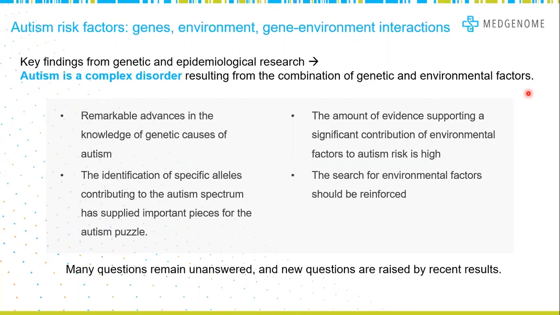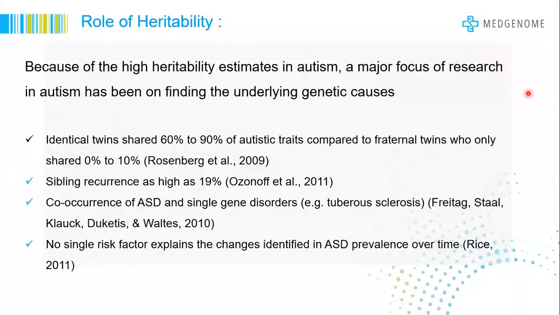But still, based on the latest literature, many questions remain unanswered. So we don't have a single answer when we ask what the cause of autism is. Now, seeing the role of heritability, how did we start focusing on genetics as a cause? It was because identical twins shared almost 60 to 90% of the autistic traits compared to fraternal twins. Similarly, sibling recurrence was seen to be as high as 19%, and ASD was often associated with certain single gene disorders. So based on this, it was found that genetics probably has a role in autism.